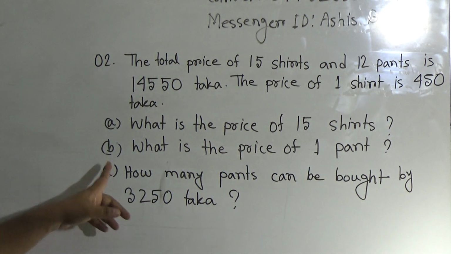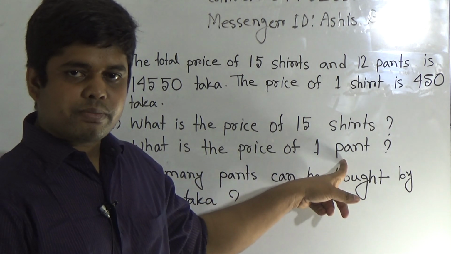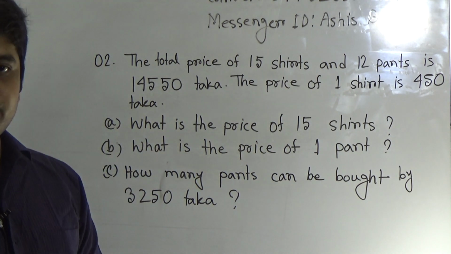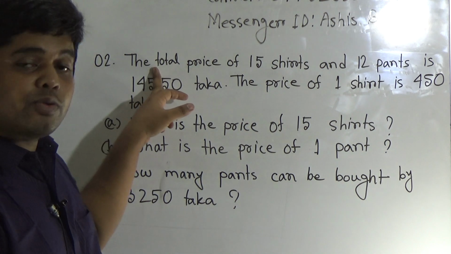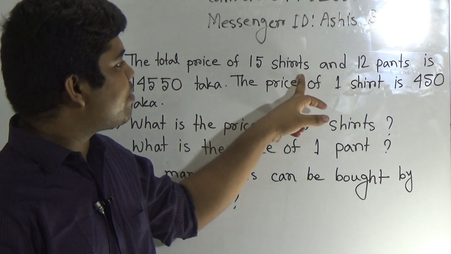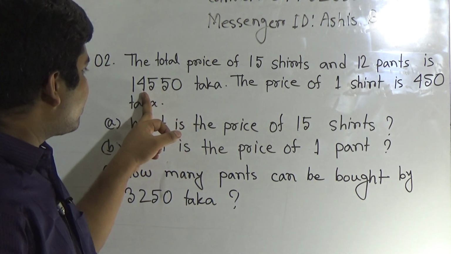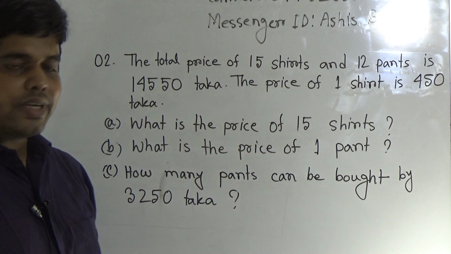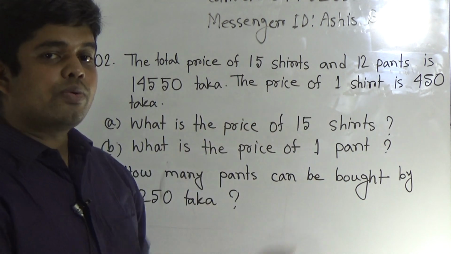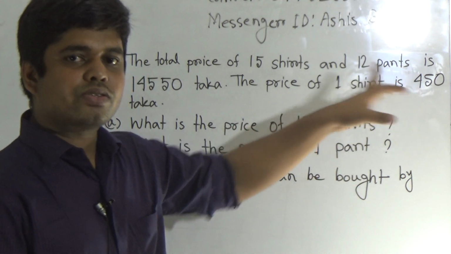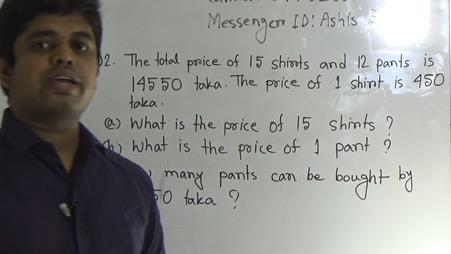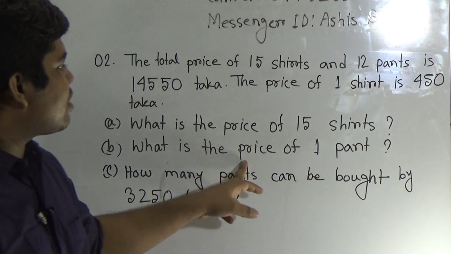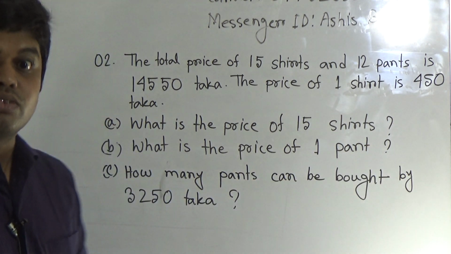Okay. Question number B, what is the price of one pant? My dear students, notice, from question number A we get the price of 15 shirts, and the stem gives you the information that the total price of 15 shirts and 12 pants is 14,550 taka. So from this total price, if I subtract the price of 15 shirts, then we can get the price of 12 pants. From that, we can easily find out the price of one pant. I hope you have understood how to find.